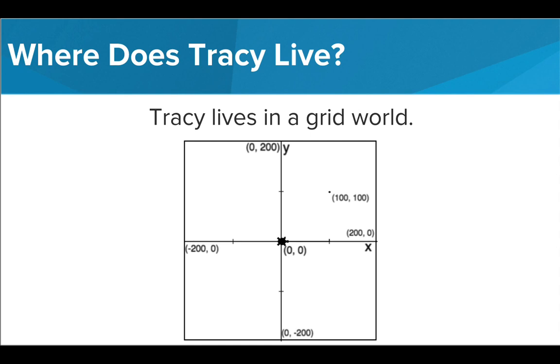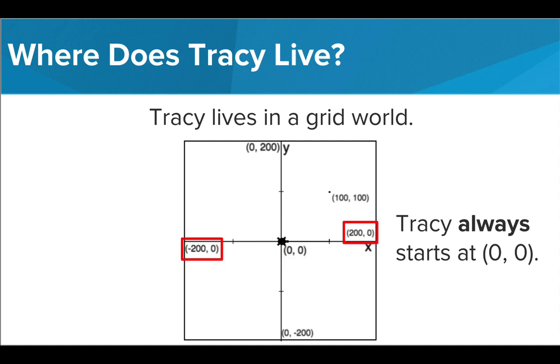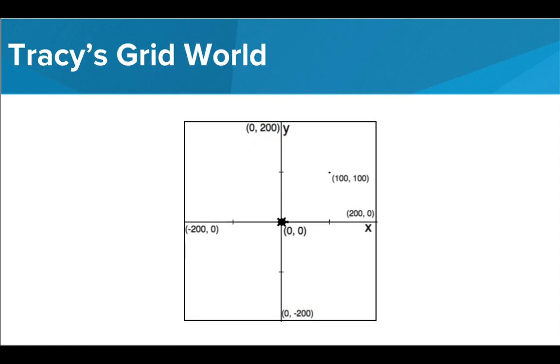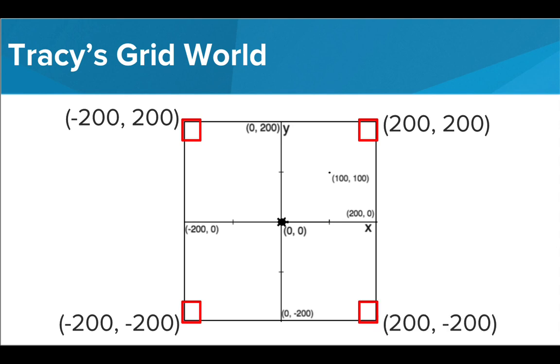Tracy always starts at her home, which is at the very center of our canvas at coordinate point 0, 0. The x-axis of Tracy's world goes from negative 200 to positive 200, and so does the y-axis. This means that the top left corner has the coordinate negative 200, 200, the bottom left corner has the coordinate negative 200, negative 200, the top right corner has the coordinate 200, 200, and the bottom right corner has the coordinate 200, negative 200. So how wide is the total canvas?